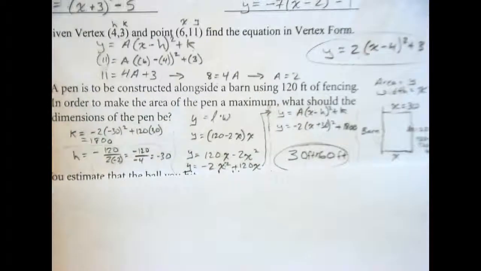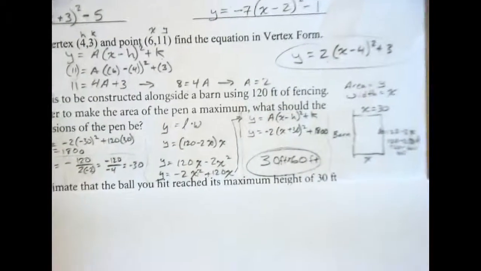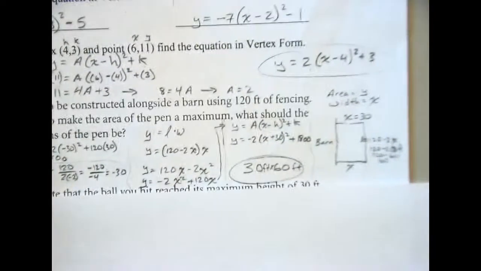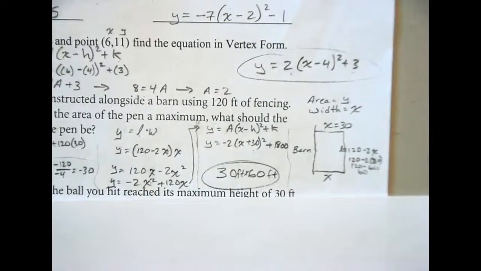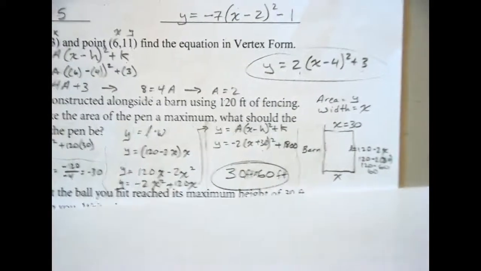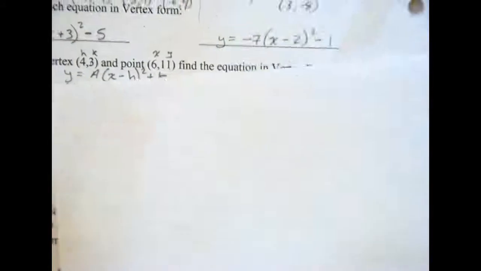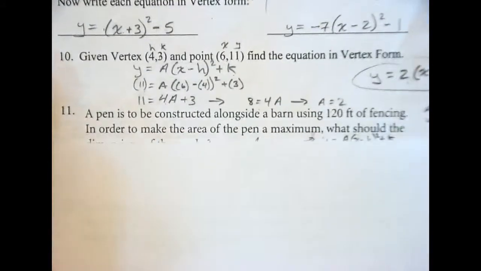Okay. The process you need to go through, there's all the work, which you'll also be able to check out online. But that's all of our work. And I'll go through the whole problem here. All right. So you have this pen. A pen is to be constructed alongside a barn.